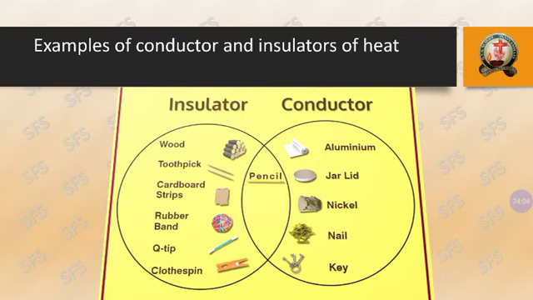Whereas the common insulators are wood, toothpick, cardboard strip, rubber band, Q-tip, cloth spin. All these are actually the best insulators. Insulator means which will not transfer heat quickly. I am not telling that they will not transfer heat at all. Remember that. They will also transfer heat, but they will take a lot of time to transfer heat. So these objects we can call insulators.